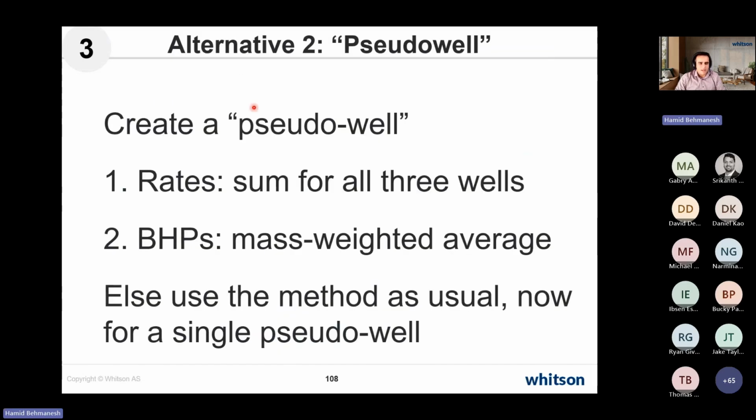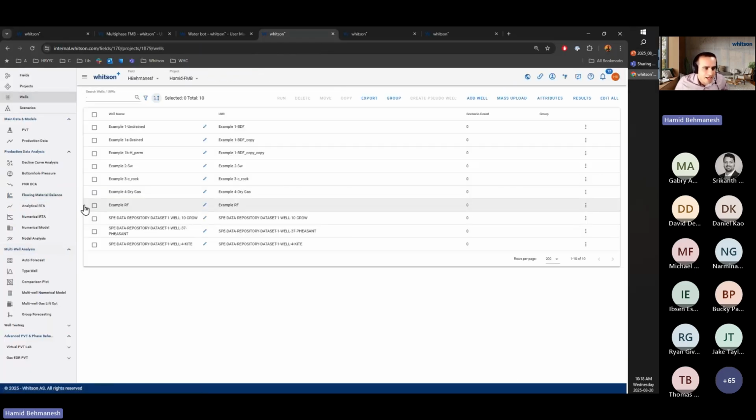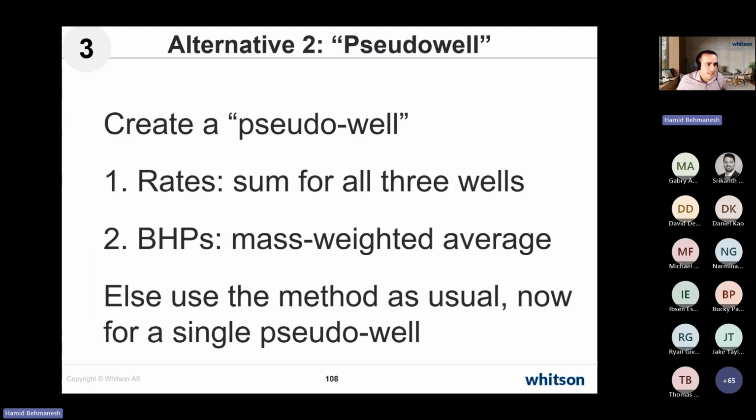The second alternative is to create a pseudo well, and I'm going to show you quickly how to create a pseudo well in Whitson. If you go to wells, and imagine a couple of these wells are draining from the same tank, we can select them and click on create pseudo. How does it work? The pseudo well simply sums the rates, which makes sense.